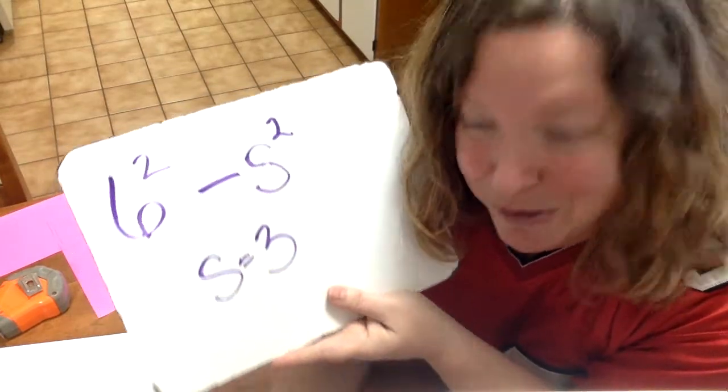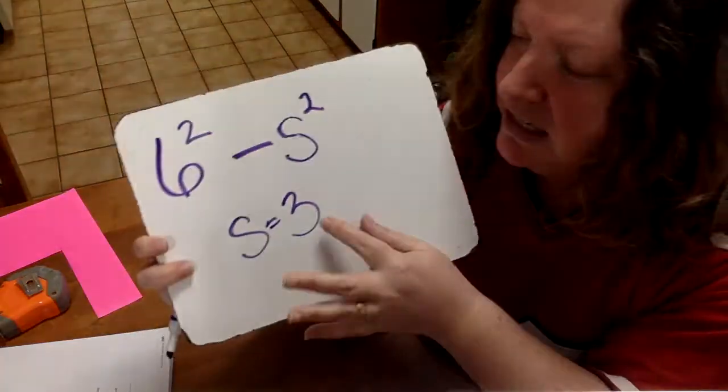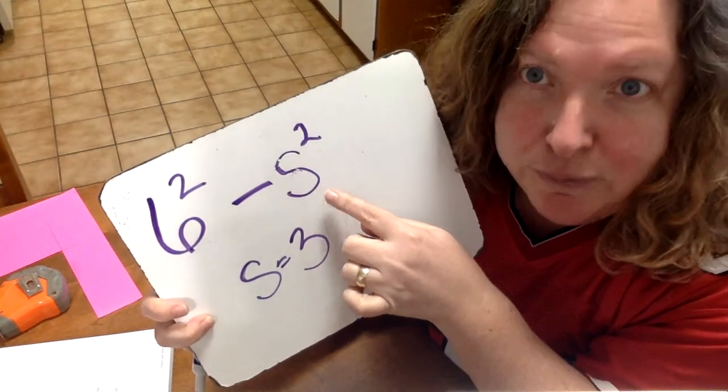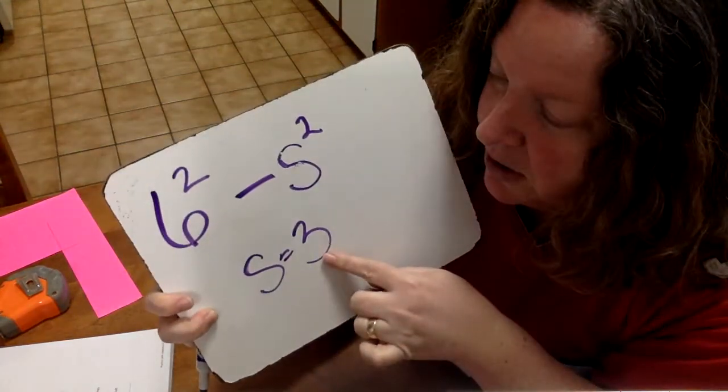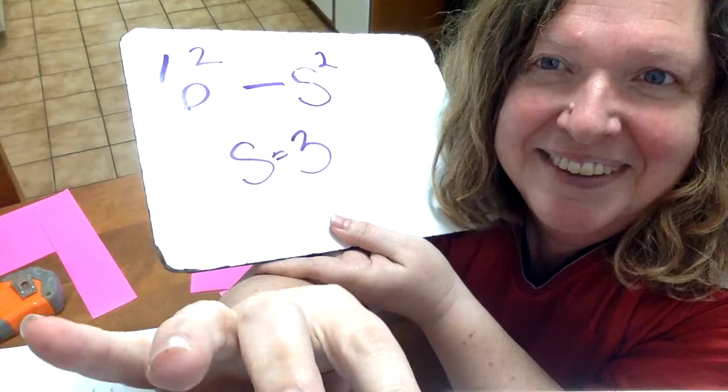Well, hopefully if you've done these before, if you watched the other videos, you know we take the number that it tells us and we put it into the expression. We just replace it for the letter. We take the number and we replace it for the letter. So I'm going to erase and I'll be right back with you.